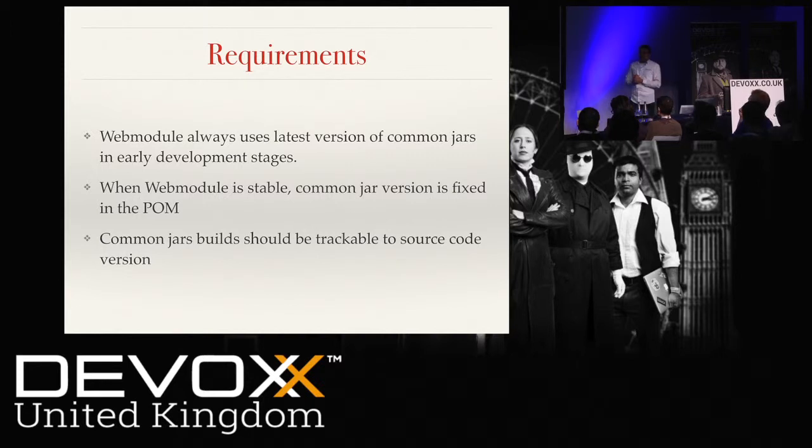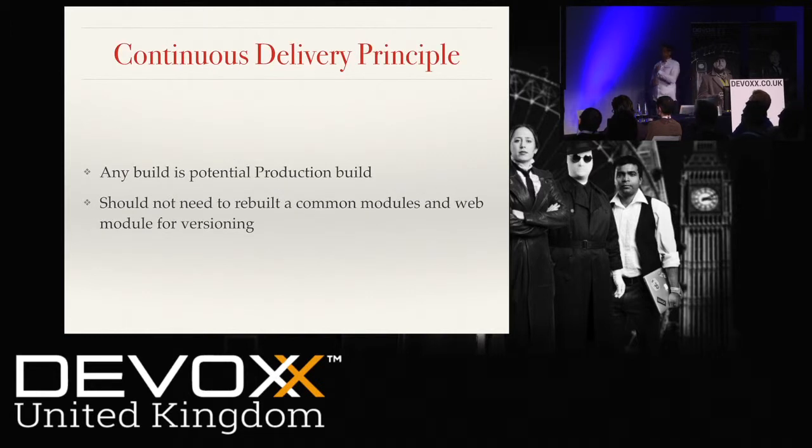The third requirement is that all the builds that are done for the common jars and for the web module need to be traceable, that is, back to the source code version that built those jars and war files. And then comes the continuous delivery principle, whereby any build that we do could be a potential build that could go into production. So summarizing all these four requirements, essentially the first one, whereby the web module developer always wants to pick the latest version of the common jar.